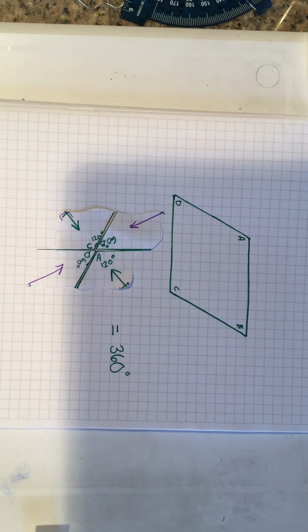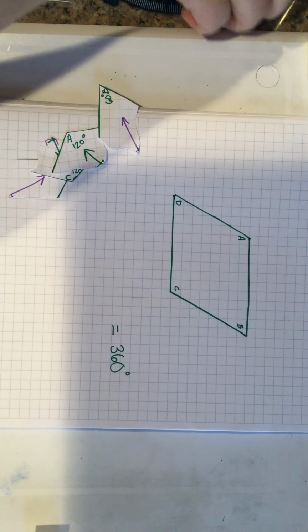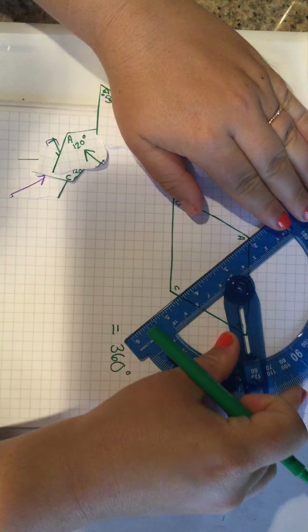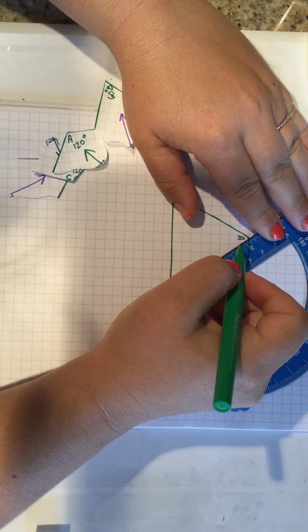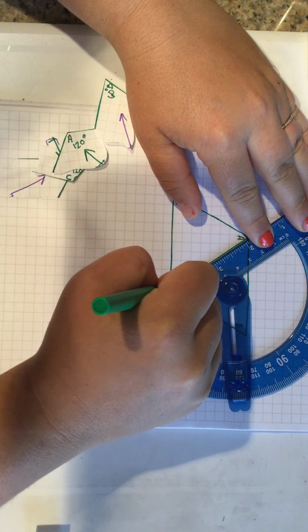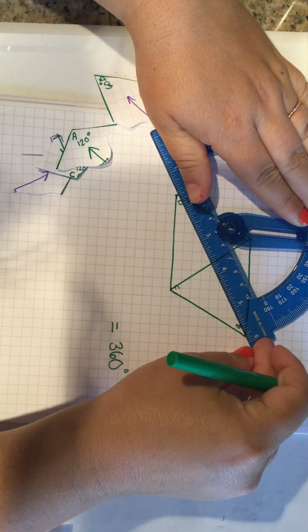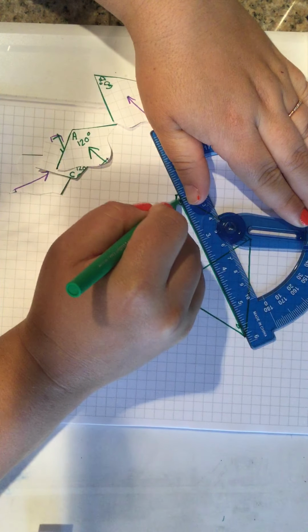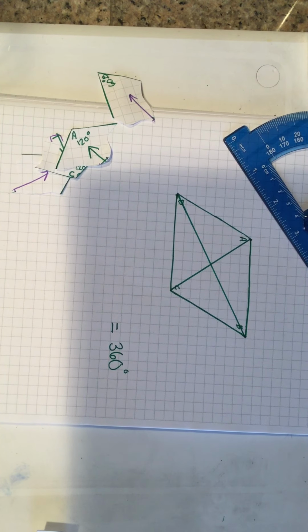Pretty darn cool. Okay, so what we're going to do is we're going to work with this trapezoid here. We're going to use our ruler to draw diagonals, okay, between A and C, and D and B. What do you notice about the diagonals?